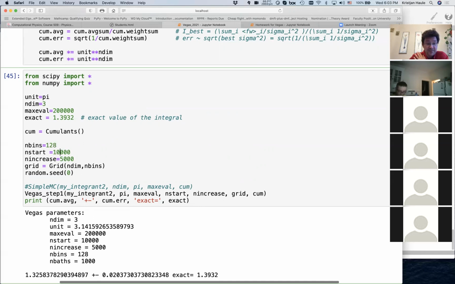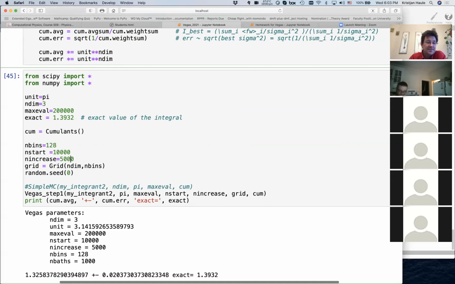At the beginning, we're going to use 10,000 points. So right now, this step is going to contain only 10,000 points and not more than that. 10,000 points are going to be thrown into this volume from 0 to pi, 0 to pi, 0 to pi. And it will give us a first approximation for how the function looks, or how the new grids are supposed to look.